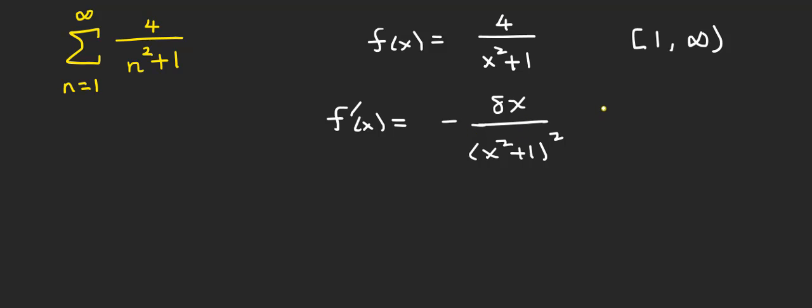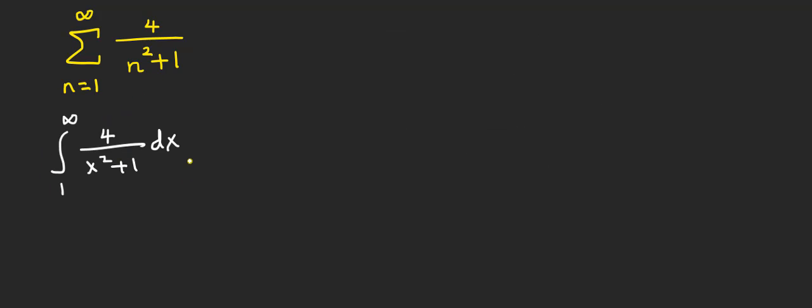Therefore, we can conclude that f of x is always decreasing. So f of x satisfies three conditions. So now we can apply the integral test because you are able to find the integral of this function. If this improper integral converges, then this series will converge. If this diverges, then this series will also diverge. So let's try to evaluate this improper integral.